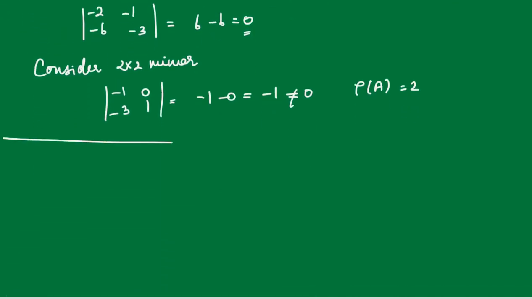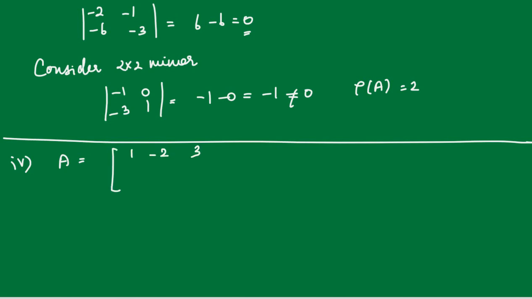Next, moving on to question number 4. Let us take the given matrix A is equal to [[1, -2, 3], [2, 4, -6], [5, 1, -1]]. This is a 3 cross 3 matrix. Therefore, the rank of A must be less than or equal to 3. There is no minimum value here. Both M and N are equal here. Therefore, the rank must be less than or equal to 3.